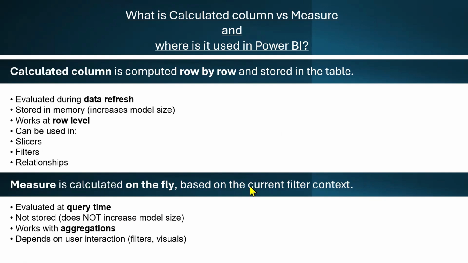Now coming to measures. Measures are used for aggregations. They don't store data physically, but calculate results dynamically based on your visuals. For example, if you want to calculate total sales, average profit, or minimum or maximum values, you can use a measure. So let's do it in a practical way.